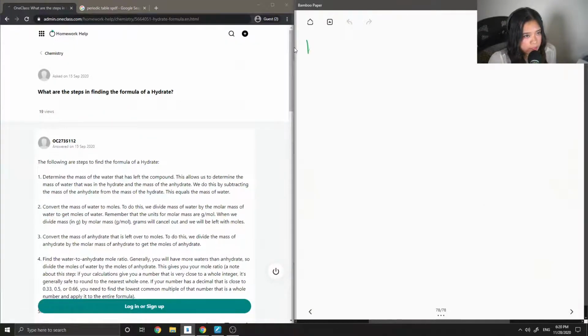Question 13. What are the steps in finding the formula of a hydrate? So I'll write down the definition of a hydrate.